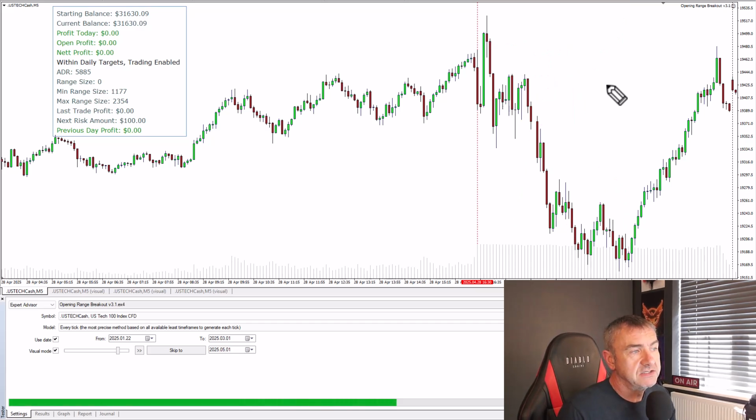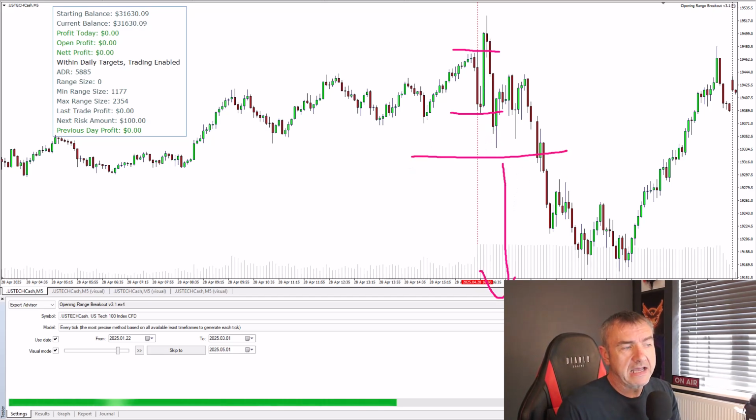So what we're interested in doing with the opening range breakout strategy is finding a range that is like the Goldilocks zone, if you like. It's not too big. That means that we won't be able to get a 2-to-1 or more risk reward ratio out of it, but not too small that we are going to get whipsawed at the open and stopped out over and over and over again.